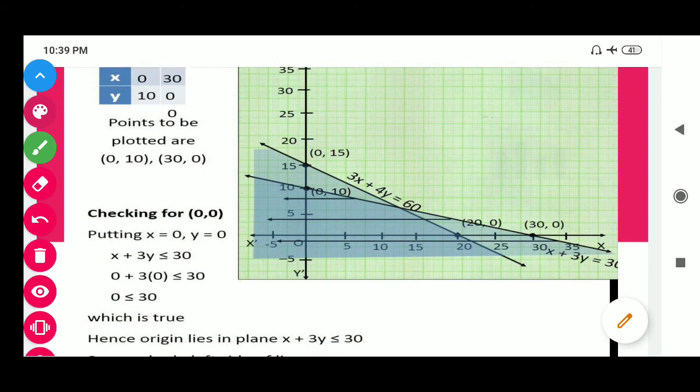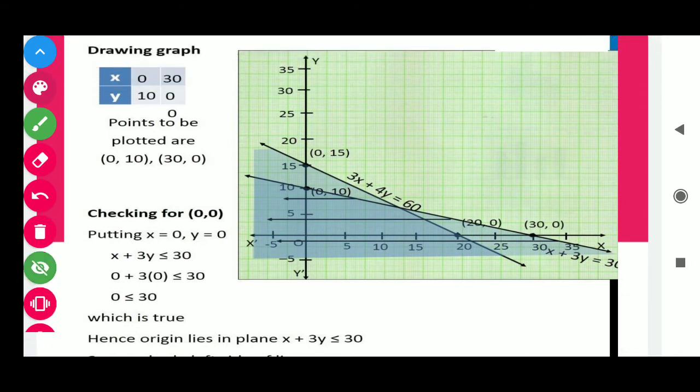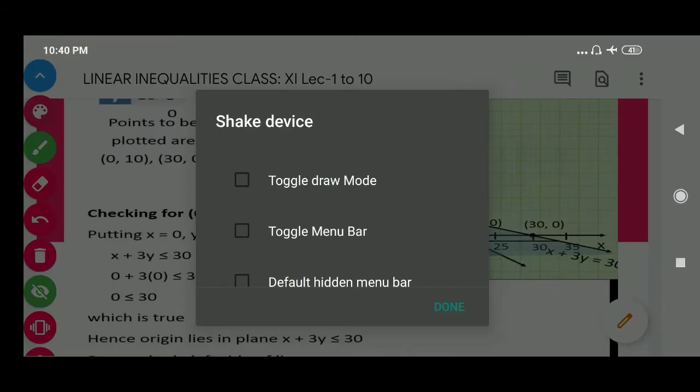Now students, find the common region. For the same, we shade the region. Okay, so in this way we get this common region. So students, continue with the same.